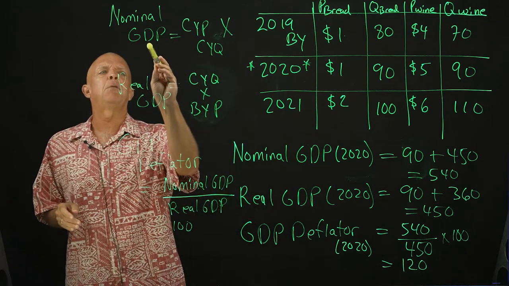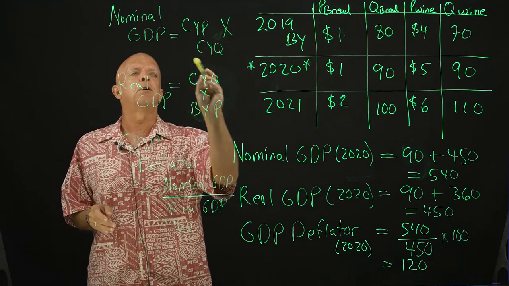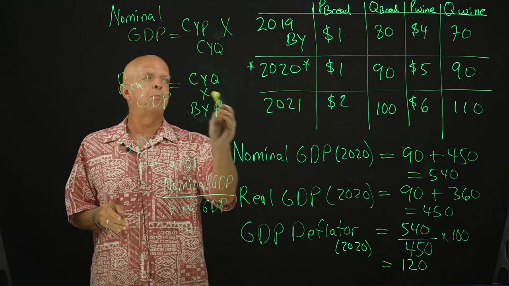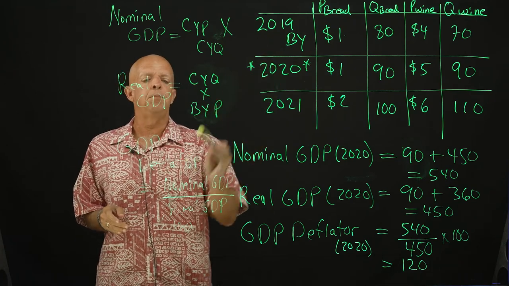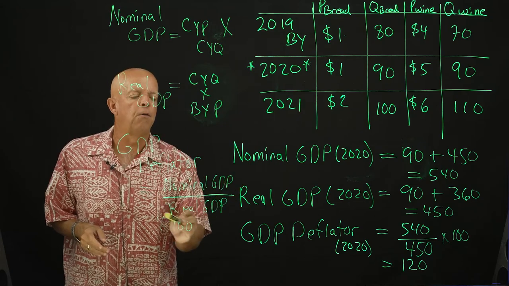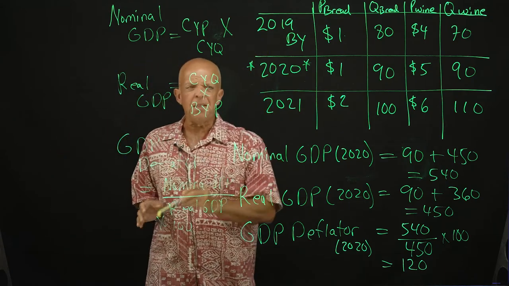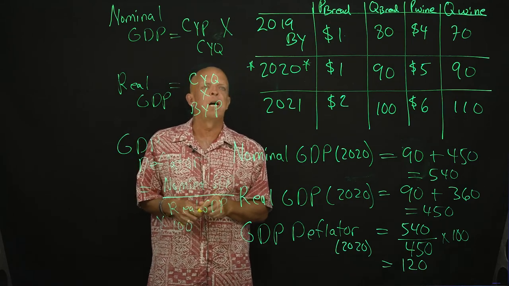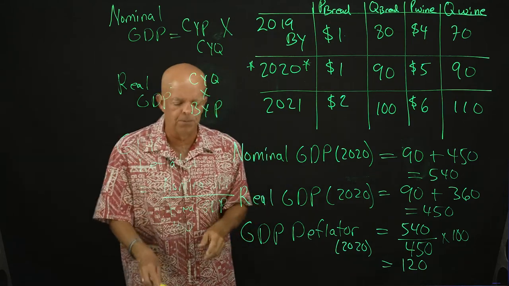And remembering that nominal GDP is current year price times current year quantity. Real GDP is current year quantity times base year price. And we always list the base year here. And GDP deflator is nominal GDP over the real GDP. The base year does not necessarily need to be the first year, but oftentimes it is for convention.